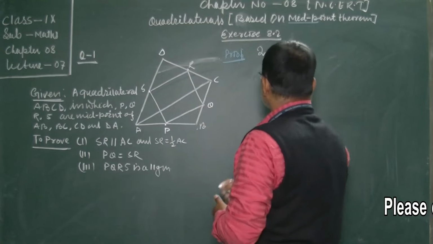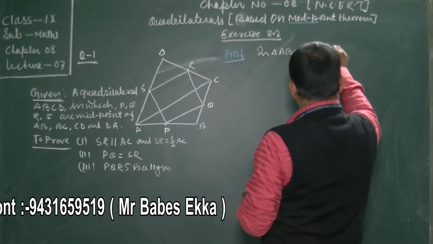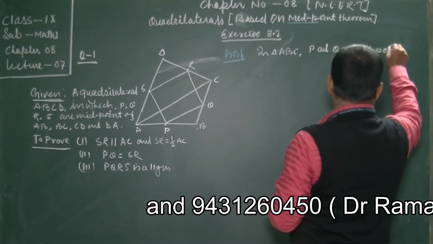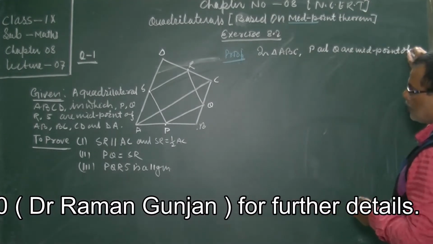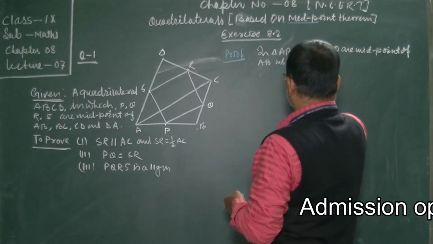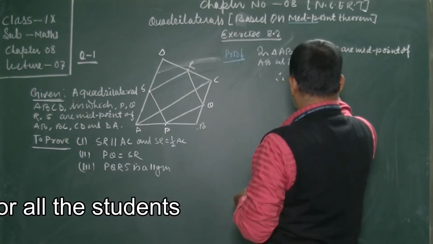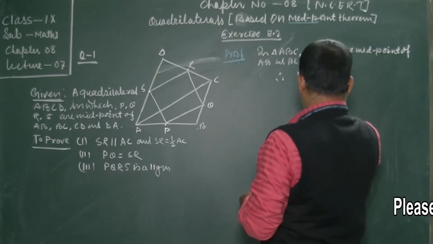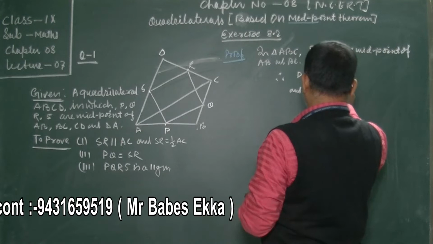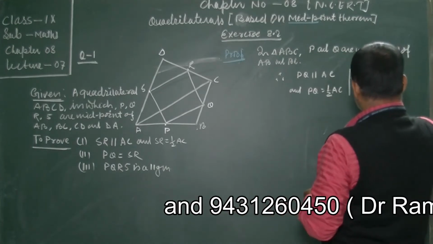In triangle ABC, P and Q are midpoints of AB and BC. Therefore PQ is parallel to AC and PQ equals half of AC. We have written this result using the midpoint theorem.